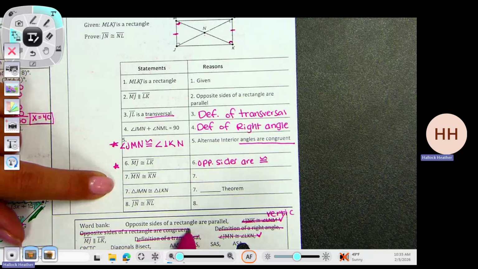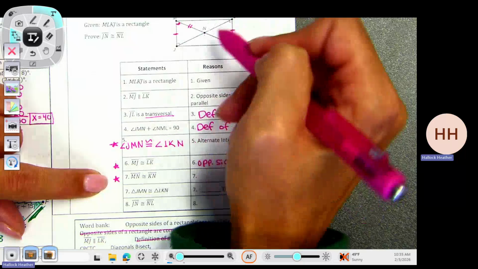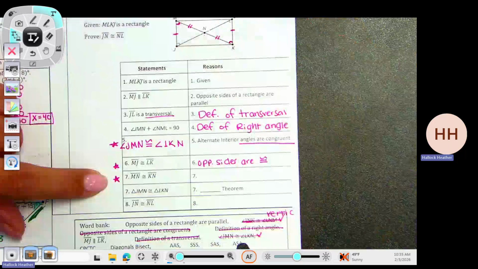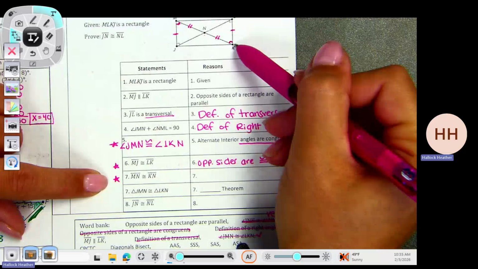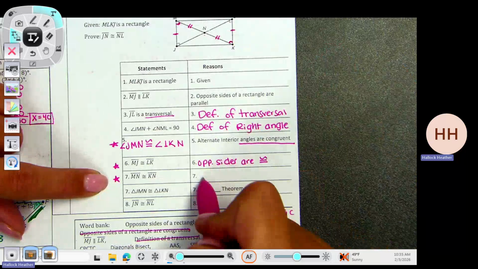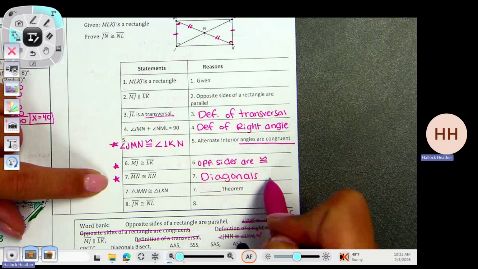The next one is a congruency statement. We mark it in our picture. It says MN matches with KN. So those are congruent. The reason, since you're talking about the inside, the only one that would make sense is that your diagonals bisect, meaning they split.